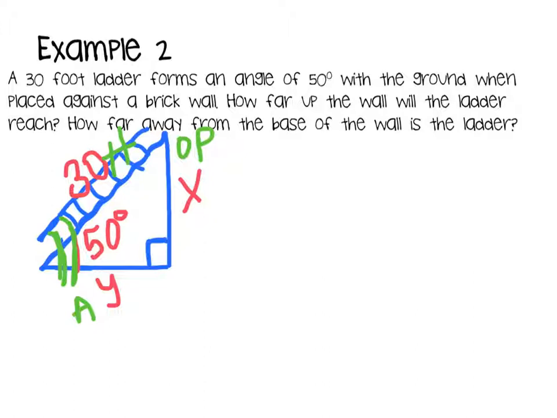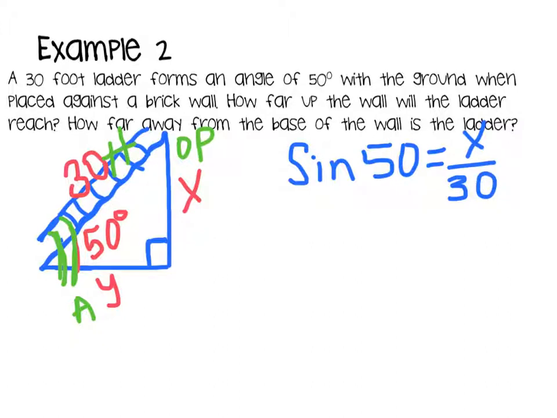So let's start with finding how far up the wall the ladder will reach. That gives us the opposite. That's the opposite we're looking for, and we have the hypotenuse to work with. So we know that that is sine. So the sine of 50 degrees is equal to my opposite over my hypotenuse. Multiply by 30.